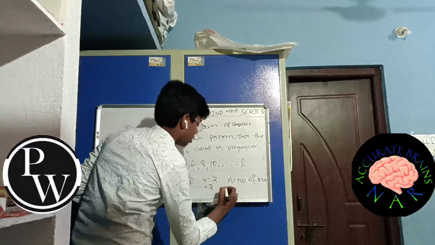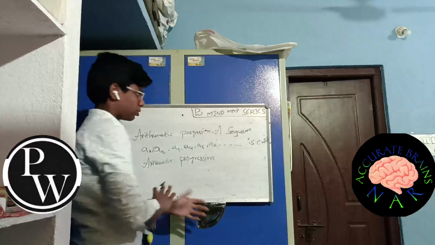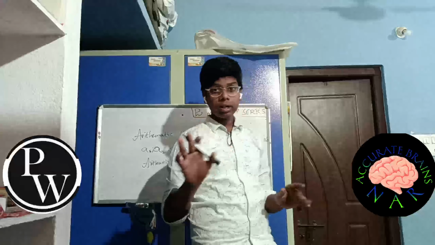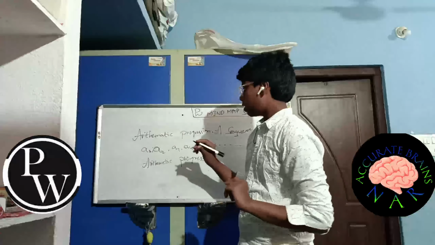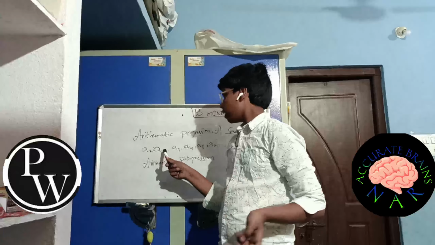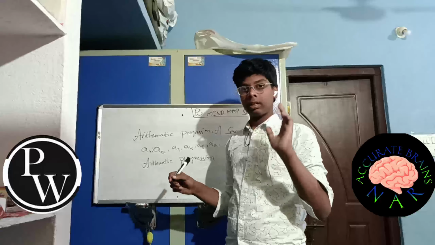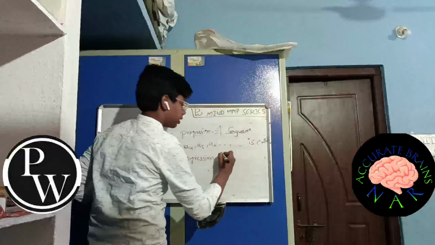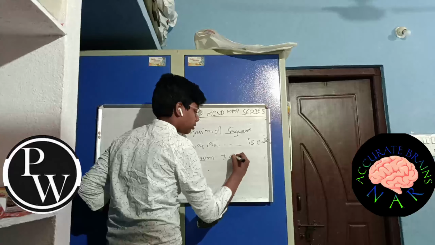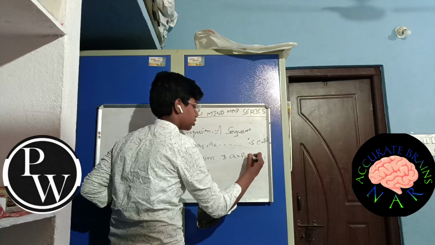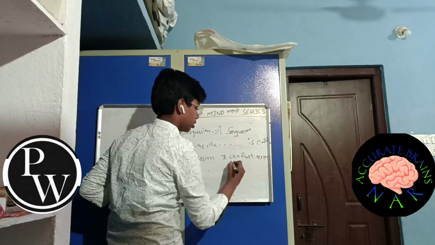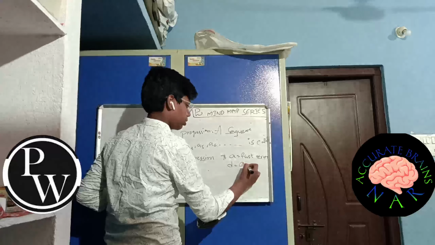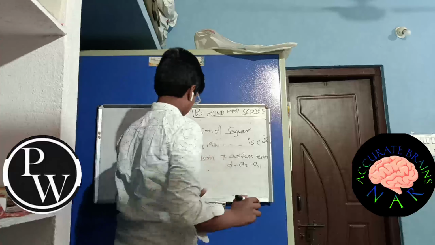Coming to the next topic, arithmetic progression. A sequence a1, a2, a3, a4 and so on is called an arithmetic progression. Here we have to note a point: A is nothing but the first term, and a2 minus a1 is equal to the common difference. So I will write here: a equals the first term, d equals a2 minus a1. Simply we can write it like that.